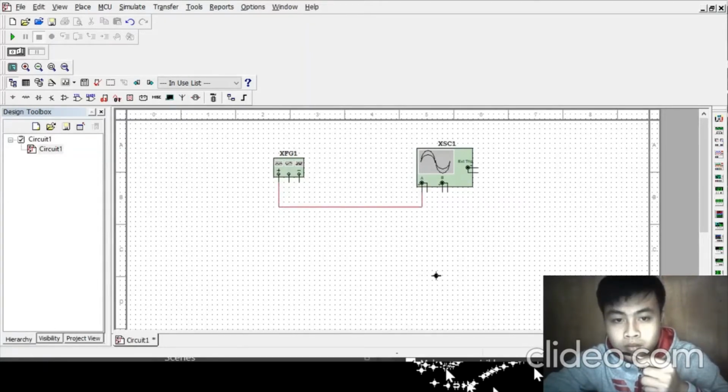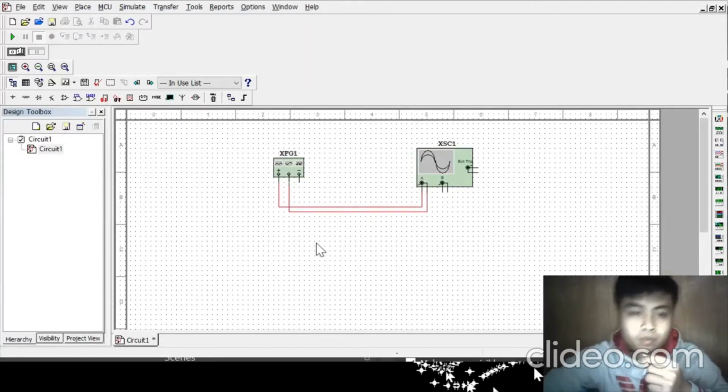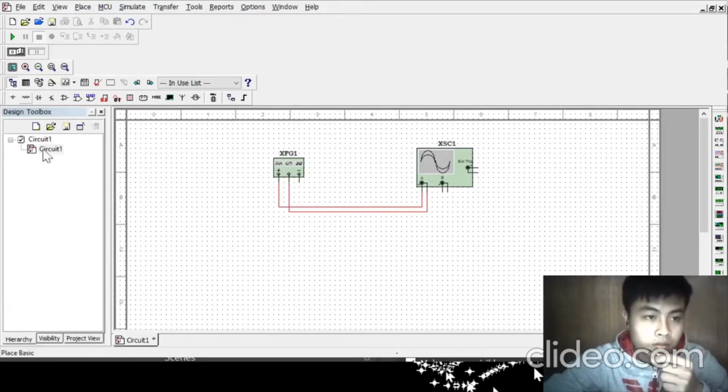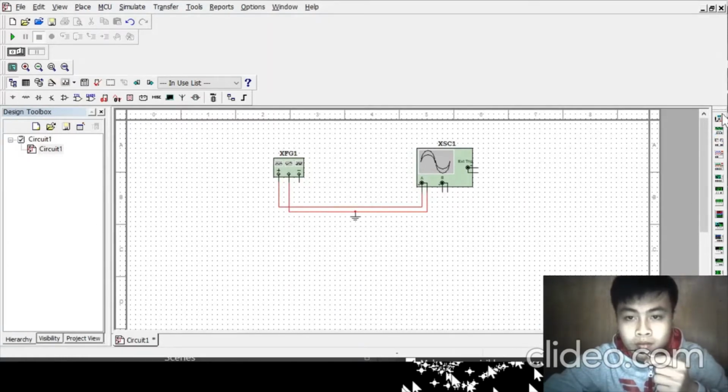Here, common to negative, and we need a ground to complete the circuit. Okay, here I will double click this oscilloscope, and the display will pop up.